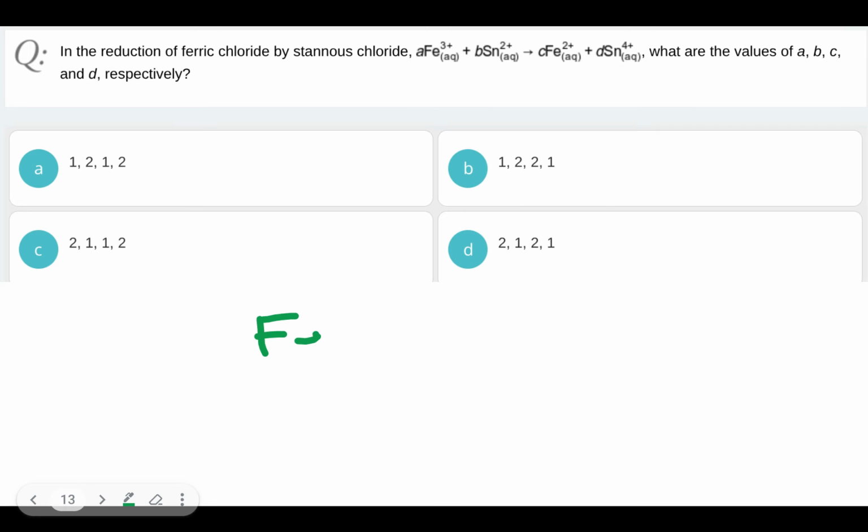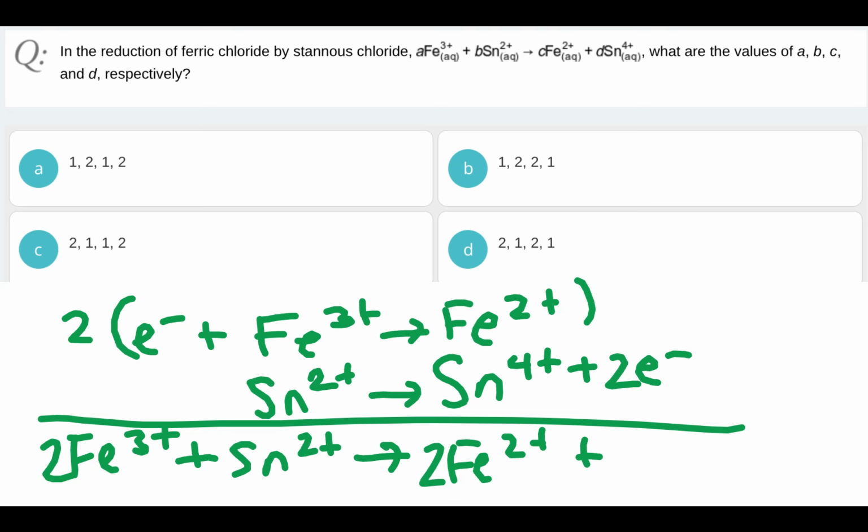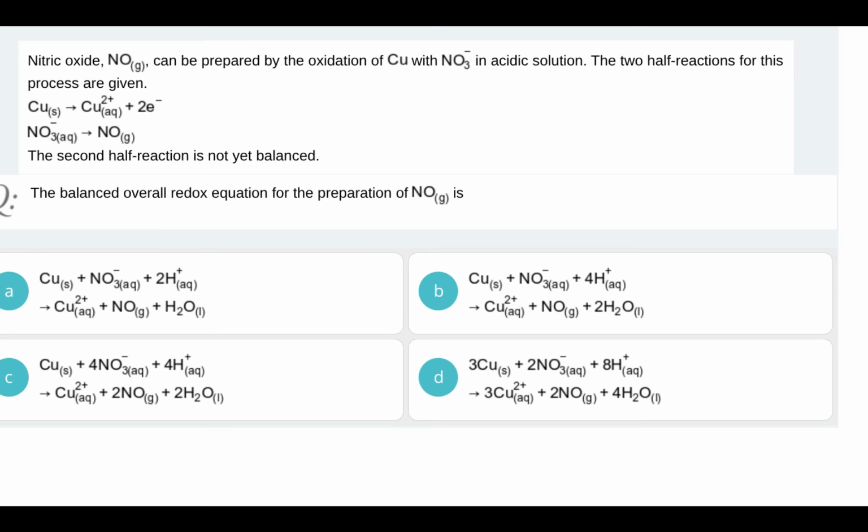And when you do that, let's just write this out. We'd have 2 Fe3 positive plus Sn2 positive to give you 2 Fe2 positive plus just Sn4 positive. So the coefficients would be 2, 1, 2, 1. So the answer was D.